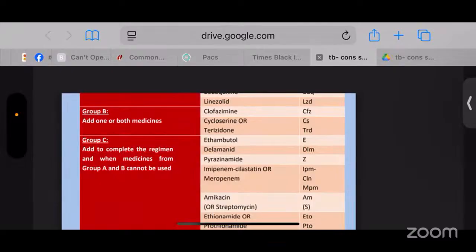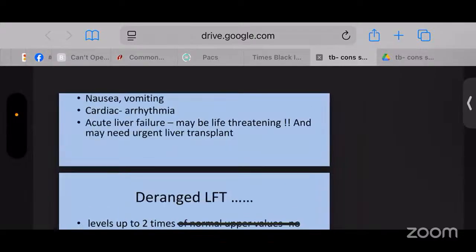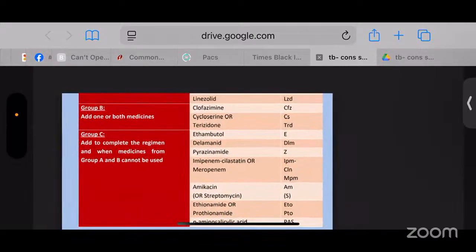And as a surgeon, you are not supposed to administer this second line regimen. Please remember this is to be given by a chest physician, and because bedaquiline is not available in private practice, we have to refer all the drug resistant tuberculosis patients to a government setup.